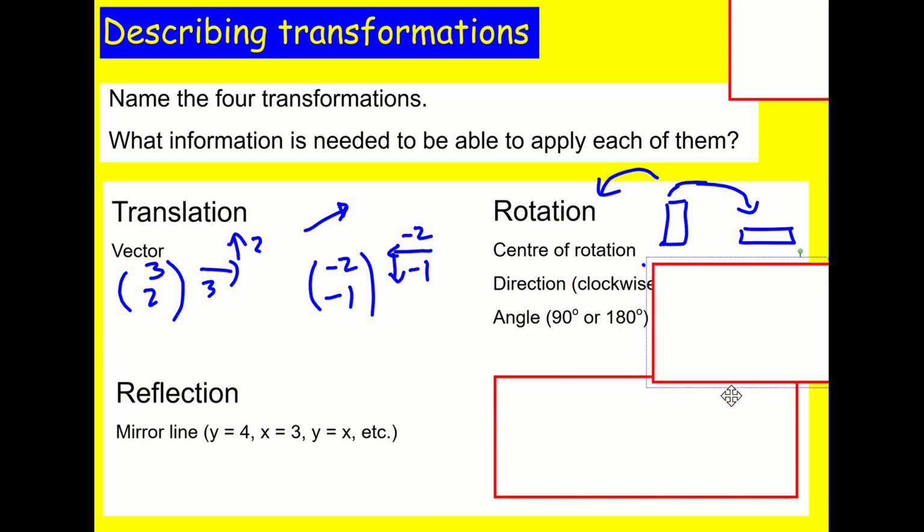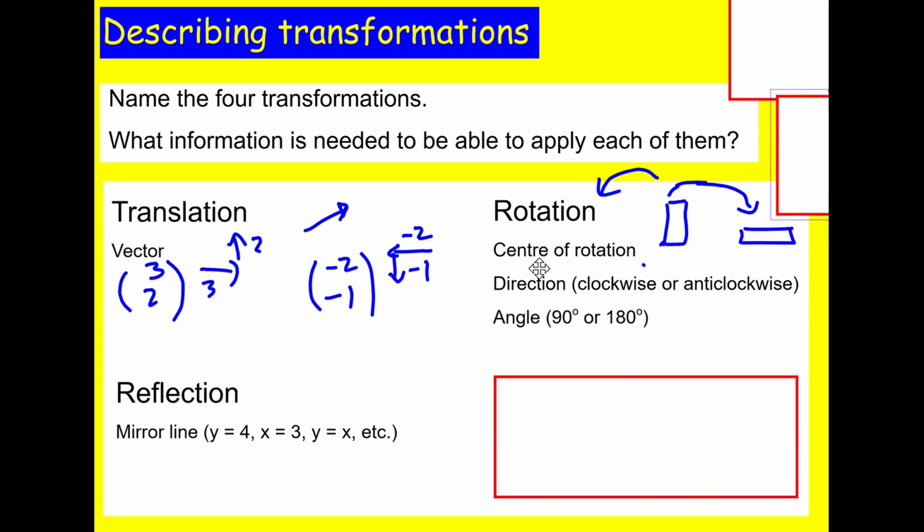Third one, reflection. We're back to just having one piece of information. We just need to know a mirror line. So you've got some sort of shape. You put a mirror line in. Here it's a vertical mirror line. It'd be something like x equals 3. And then you go that distance to the mirror line and you go the same distance. And you get this reflection going on through the mirror line.